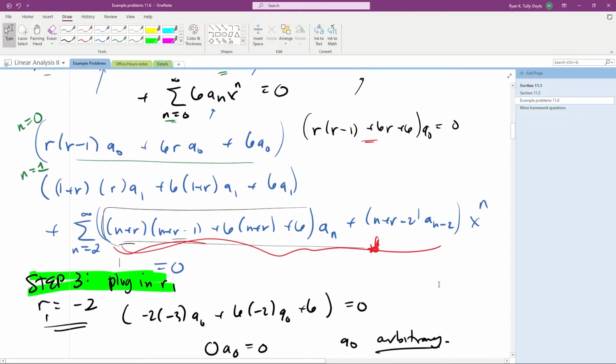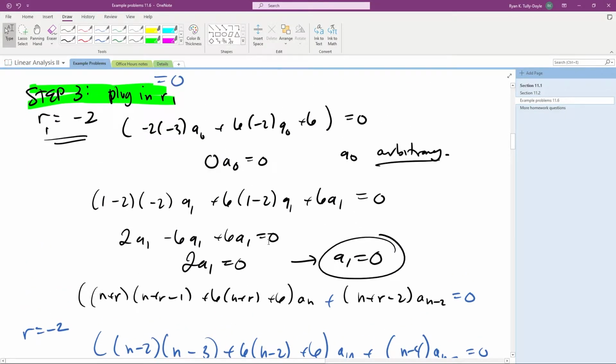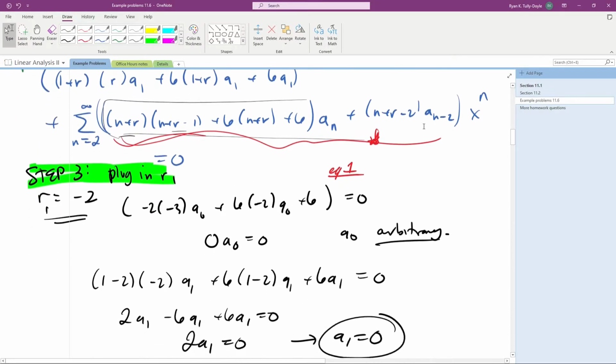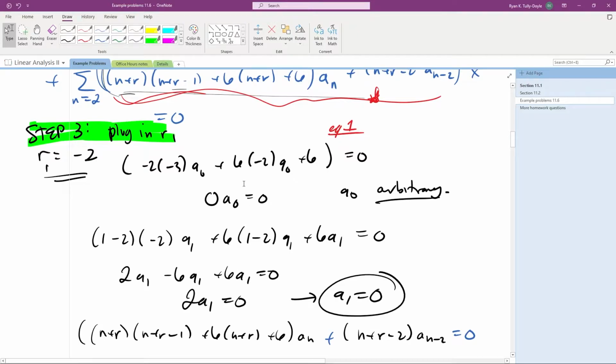Third step of the question. So I'm going to plug in my R1 value, where R1 is the larger of the two distinct values that you got out. R1 in this case is -2. So when you plug that in, I'm just going to check all the conditions. When you plug -2 into that first equation, so this was equation 1 from right here, and you set that equal to 0, then after you work this out, you end up with the equation 0 times a naught is equal to 0. And that means that a naught can be arbitrarily chosen, which is perfect because that's what we want.